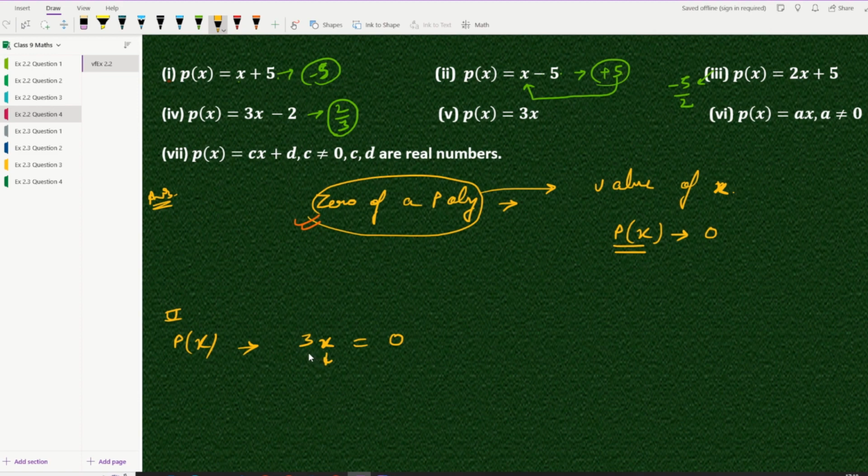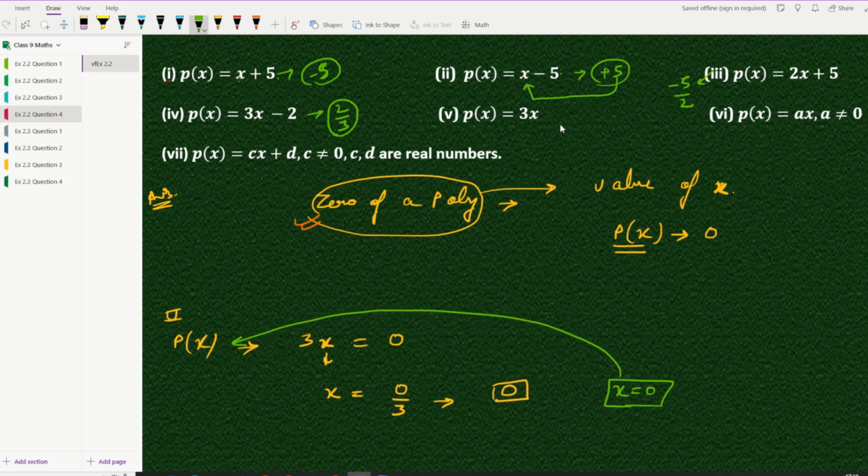Now to find the value of x, you have to remove 3 from here. So 3 is in the form of multiplication. On going to the RHS, it will be in the division form, that is, the value of x will be 0 upon 3, which is 0. So here in this case, x equals 0 is going to be the 0 of this polynomial, right? So the 0 of this polynomial will be x equals 0.